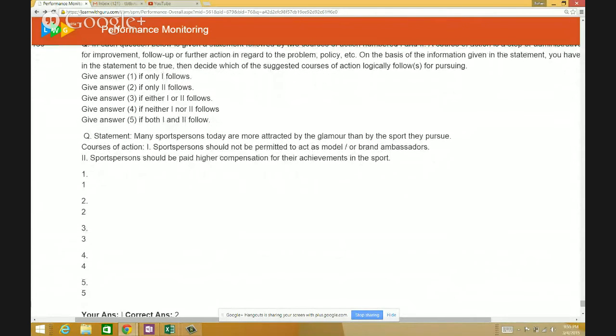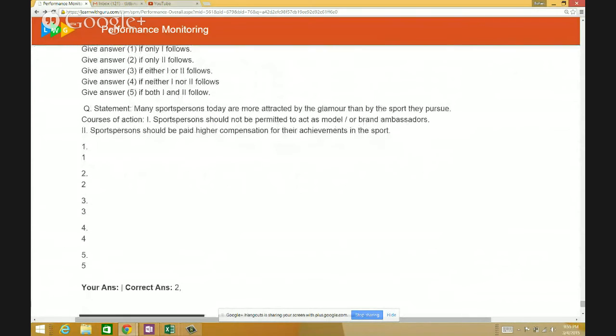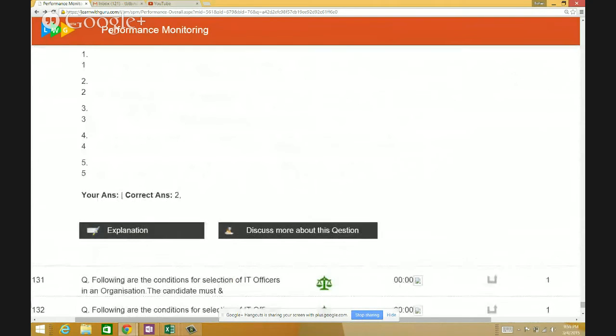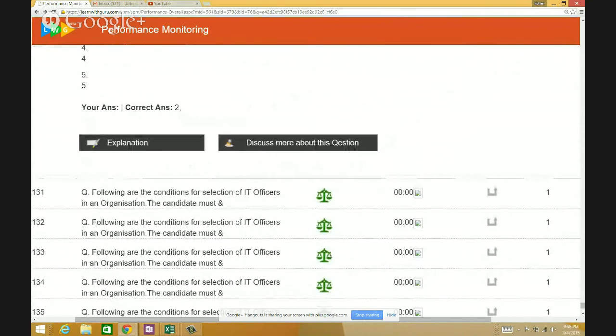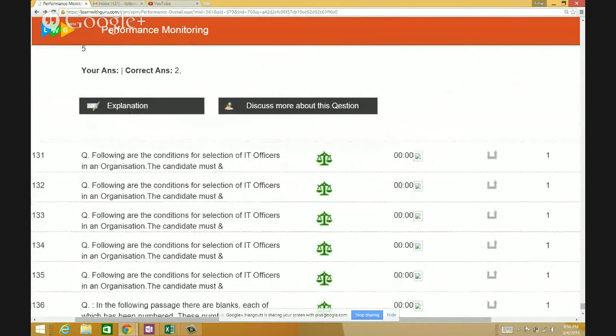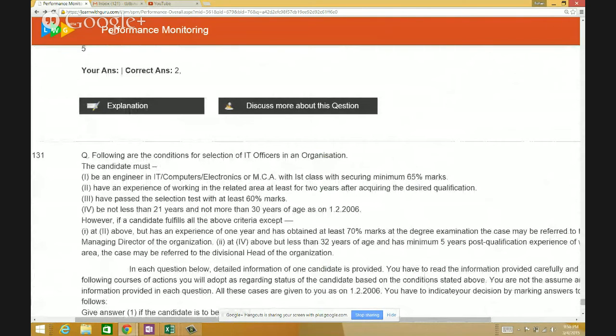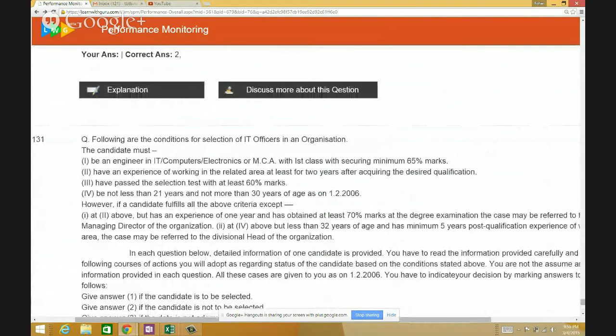Sports persons should get paid higher compensation for achievement in sports. Yes, in a way, they should be paid higher. We're talking about all sports persons, not just cricketers here. They should be paid higher. But this is something very, very straightforward. You can easily tackle this, I'm sure.